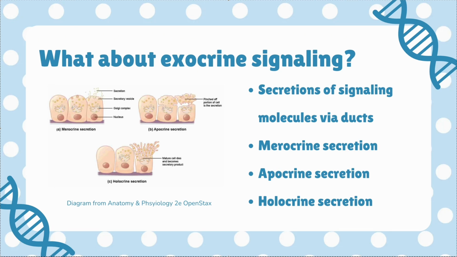Now, merocrine secretion is when the signaling molecules are enclosed in secretory vesicles, and then they're secreted when the vesicles fuse with the plasma membrane, and as we learned in previous units, through exocytosis. Now, there's a lot that goes on during exocytosis, such as the formation of the SNARE complex, but we do not need to go into that much detail.